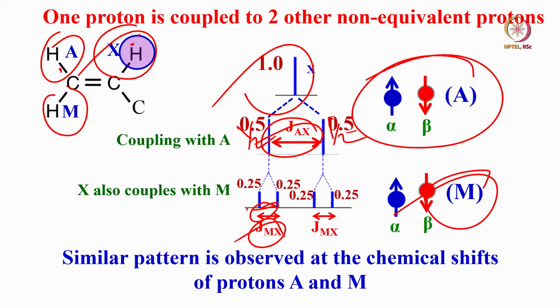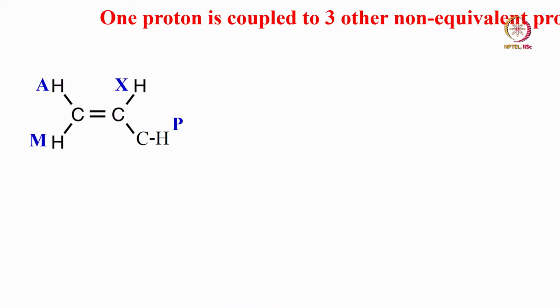Now you may ask me a question, what happens if I look at A and M, not X? Exactly the same phenomenon. A can experience coupling with X and M, in 2 different spin states for each of them. So A will also give 4 lines, and similarly M also will give 4 lines. A similar pattern is seen for protons A and M.